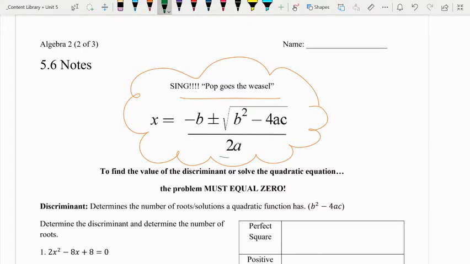If you notice, you have opposite of b over 2a. That's what we use to help with graphing standard form of quadratic equations. And what's left is this b squared minus 4ac. The b squared minus 4ac is going to represent the discriminant, which we'll talk about in a second.